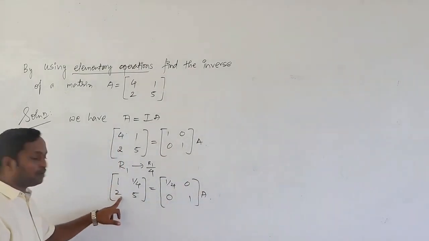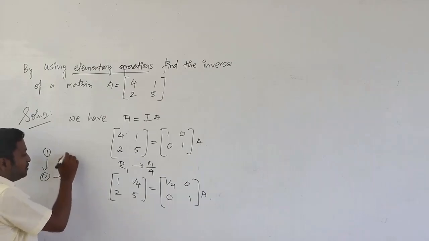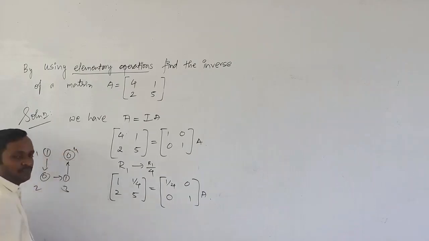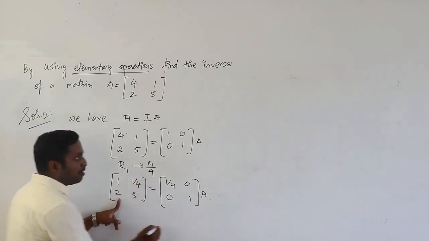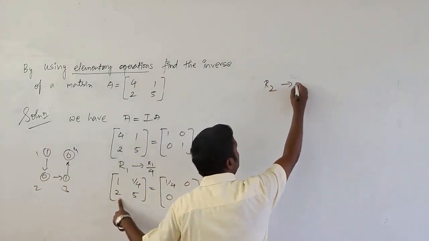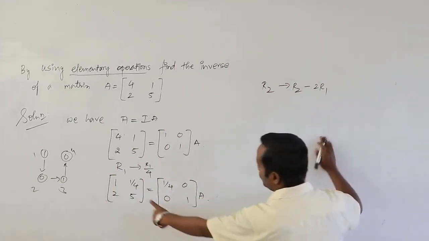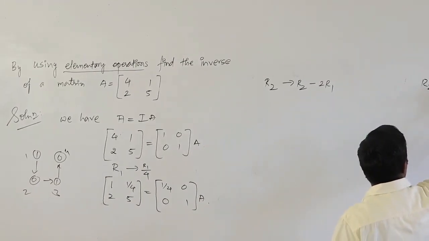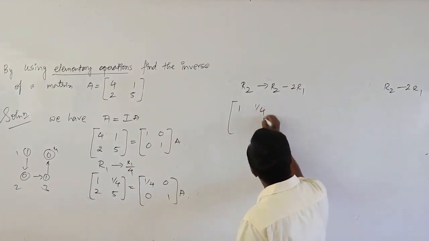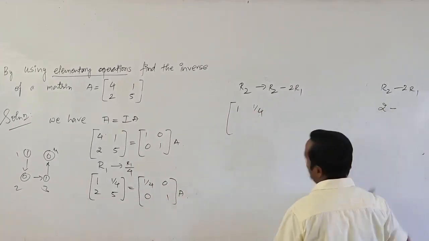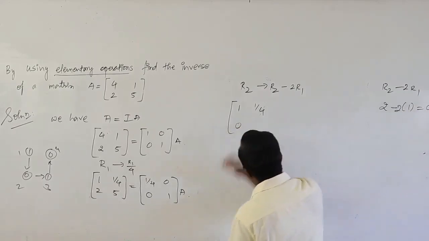Next step. This is what? 2 has to be what? 1, next 0, next 1, next 0. First step, second step, third step, fourth step: 1, 0, 1, 0. This has to be 0. So normal operation, what do I have to do? R2 is replaced by R2 minus 2R1. Just carefully. R1 is not changed: 1, 1 by 4. R2 changed: 2 minus 2 into 1 is equal to 0. That's why I have taken that operation.